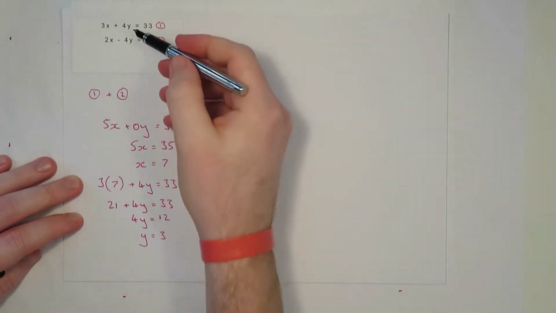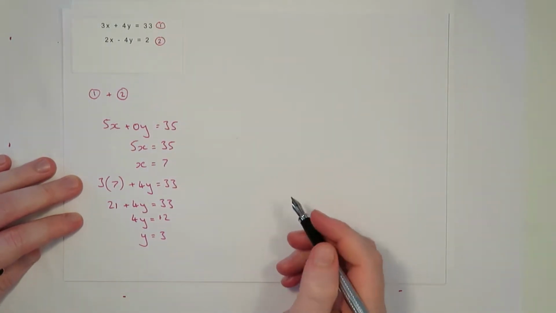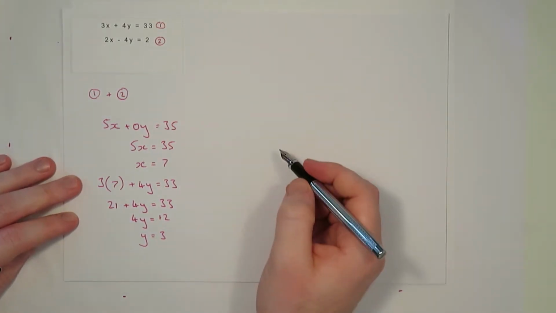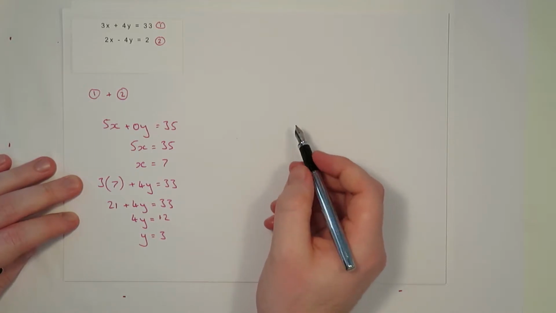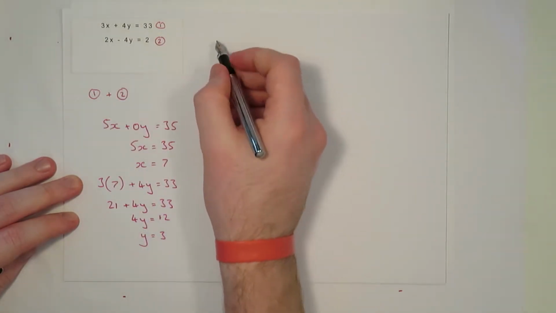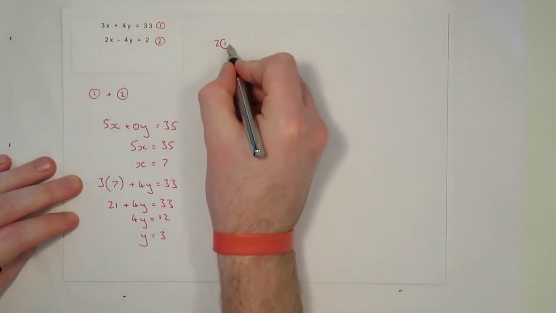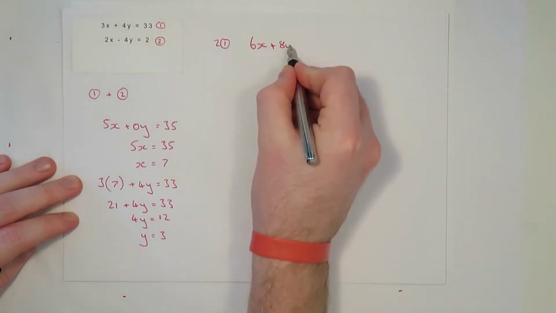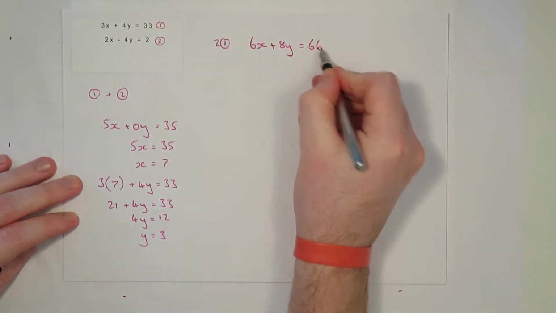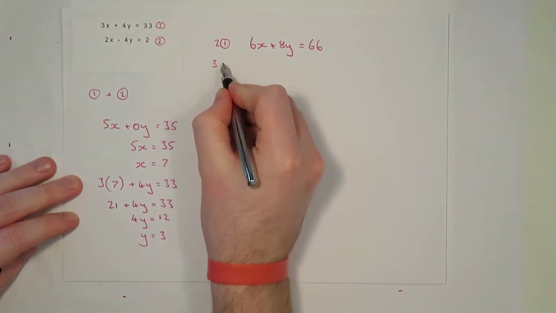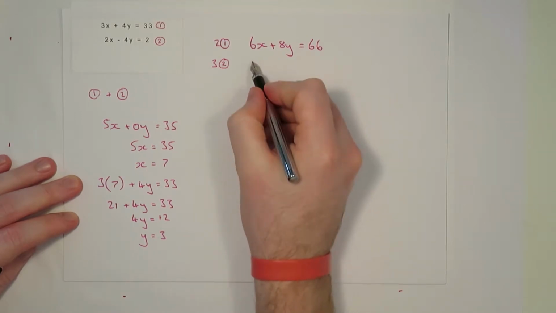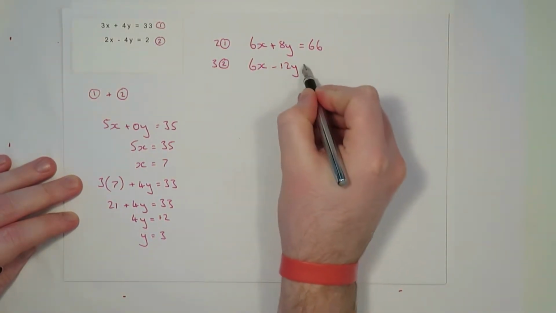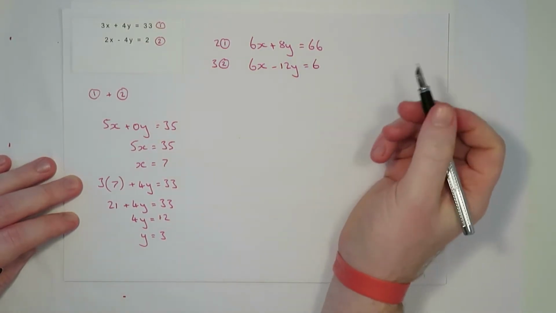Now, maybe you didn't want to eliminate y there with the first step. Maybe you eliminated x instead. Well, what would you do then? Well, if you were to do it that way, you would have to times equation 1 by 2. So 2 lots of equation 1, which would give you 6x plus 8y equals 66. And you would have to times equation 2 by 3. So that would give you 6x minus 12y is equal to 6.